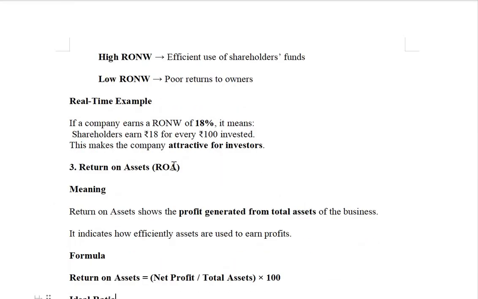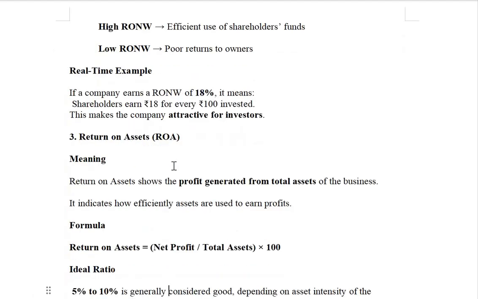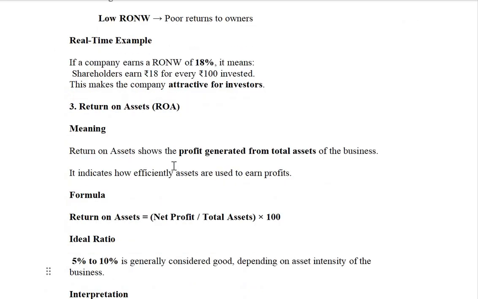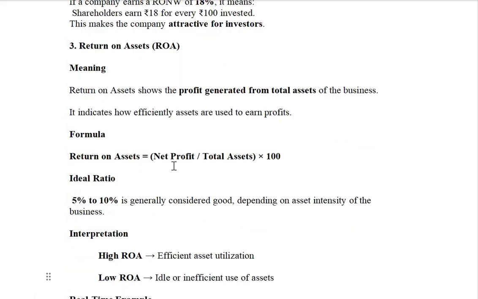The next one, return on asset. Return on assets means the profit generated from the total assets of the business. So based on how much asset we are using, we are earning a return or profit. It indicates how efficiently assets are used to earn profit. Return on asset can be computed using the formula net profit divided by total asset, into 100.